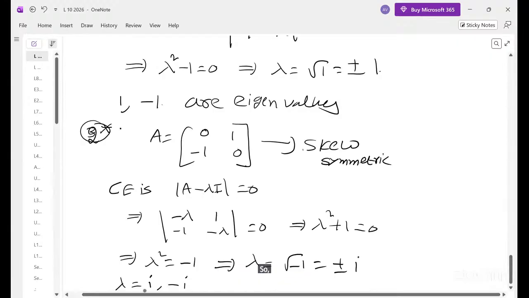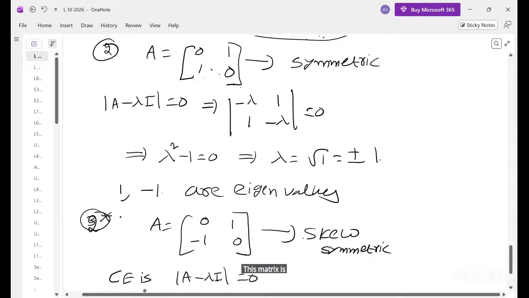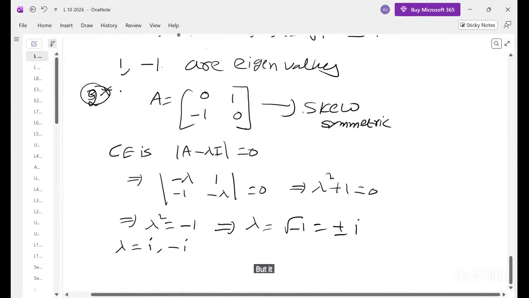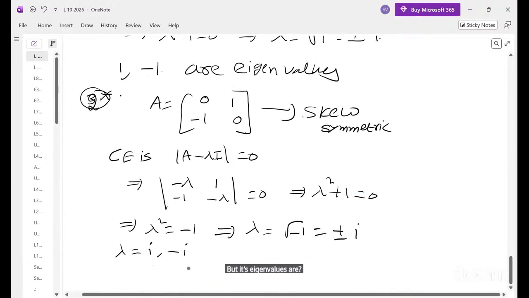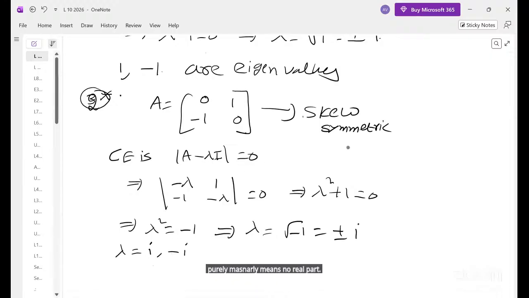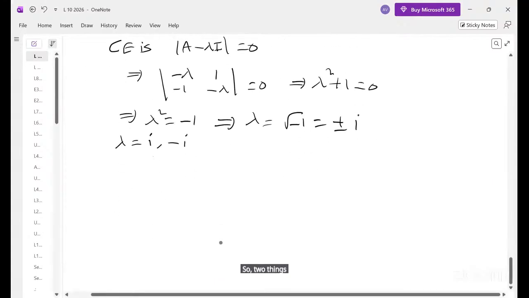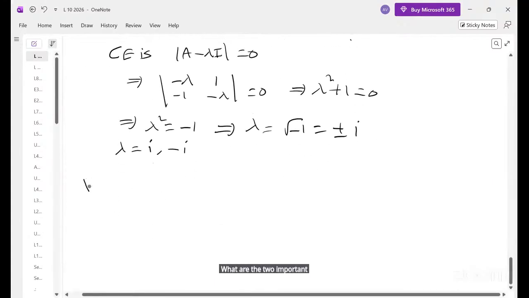So a very important note: if the matrix is real, can you say the eigenvalues will be real all the time? No. The earlier matrix is real and its eigenvalues are also real, whereas this matrix is real, but its eigenvalues are purely imaginary. Purely imaginary means no real part. This is a skew symmetric matrix. So two things we will infer here. What are the two important things?